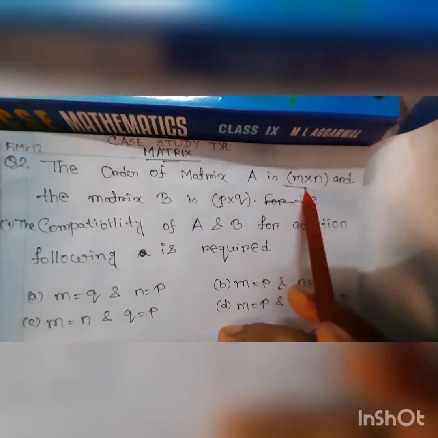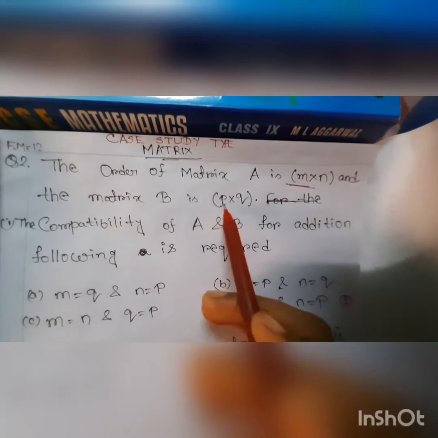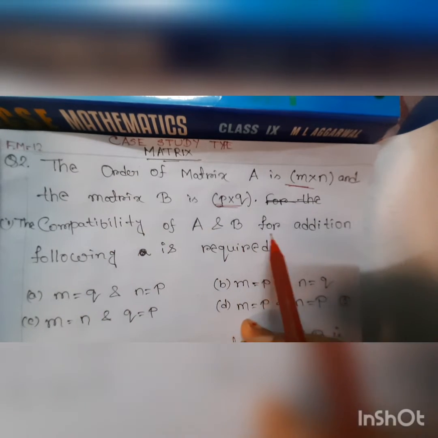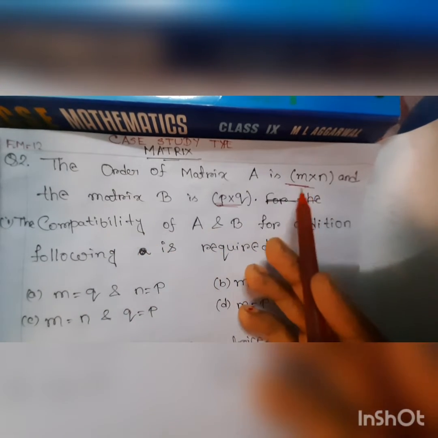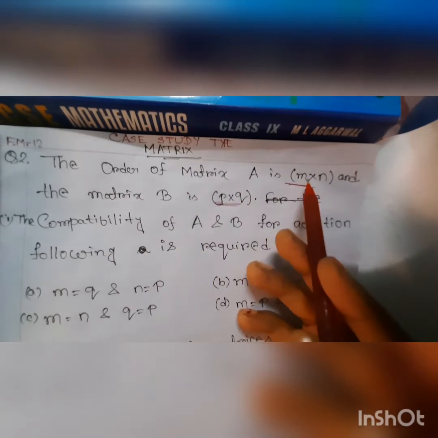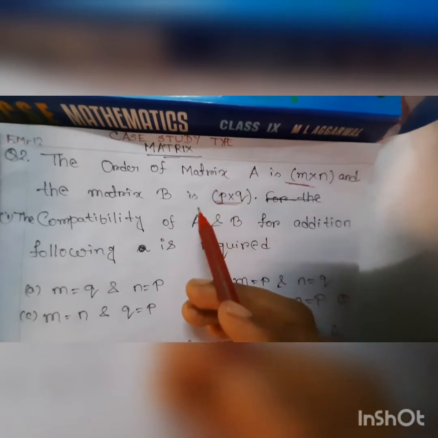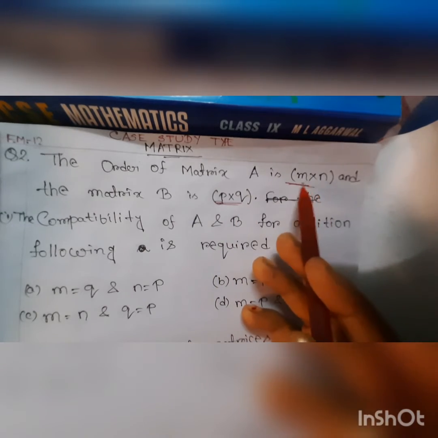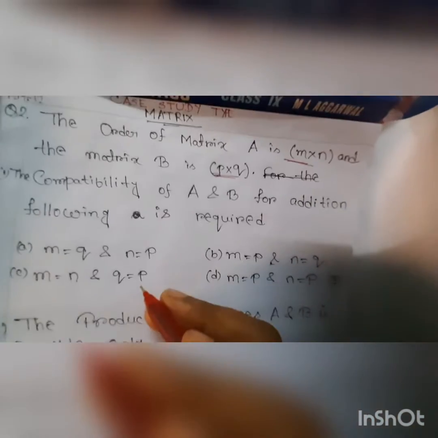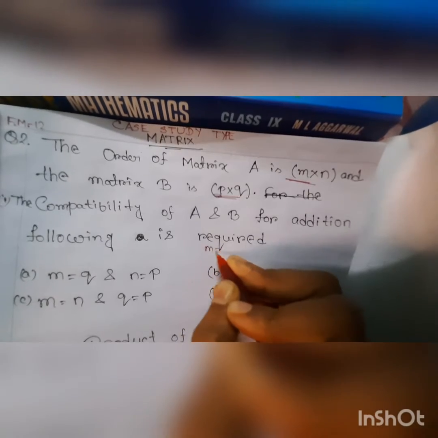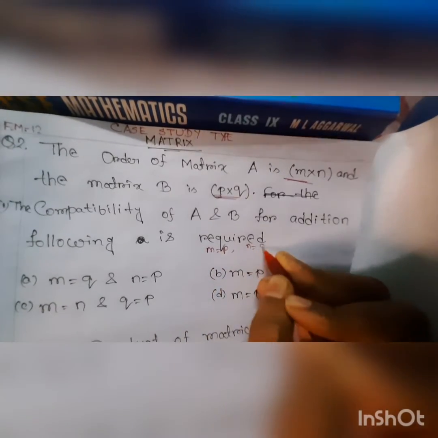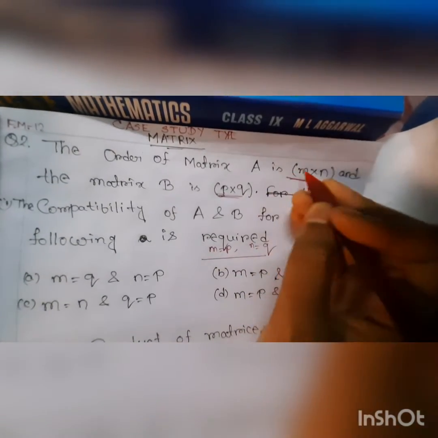The first question is coming from matrix. The order of matrix A is m by n, and the order of matrix B is p by q. So what is the compatibility of A and B for addition? For addition, the orders of the two matrices must be equal. So the order of A must be equal to the order of B. When will this be equal? When m equal to p and n equal to q.